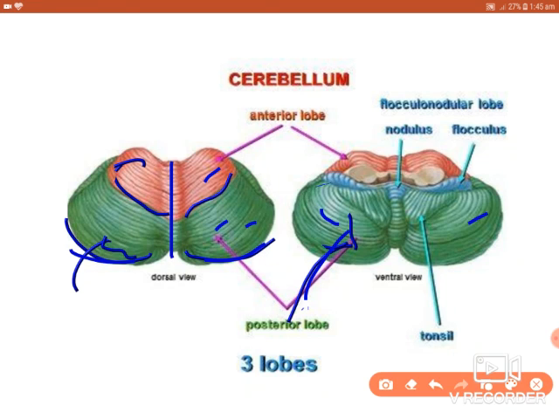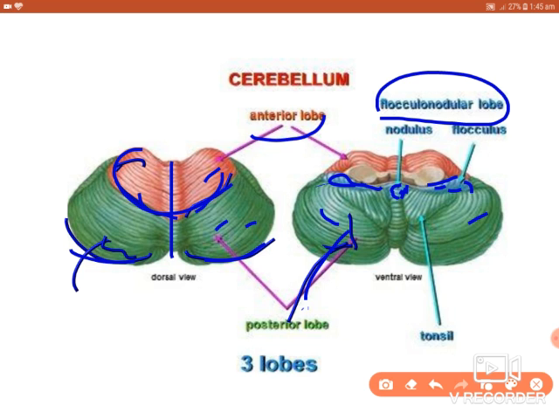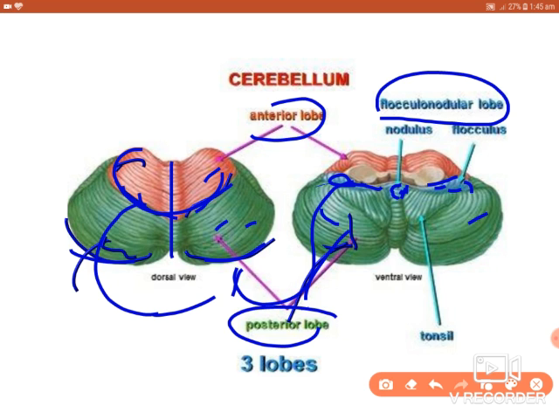Coming to the ventral aspect, towards anteriorly, this is the nodule of the vermis. Here this is the flocculus of the cerebellar hemispheres. This collectively forms the flocculonodular lobe. Above the primary fissure, this part forms the anterior lobe. Below the primary fissure, the green shaded area together forms the posterior lobe.